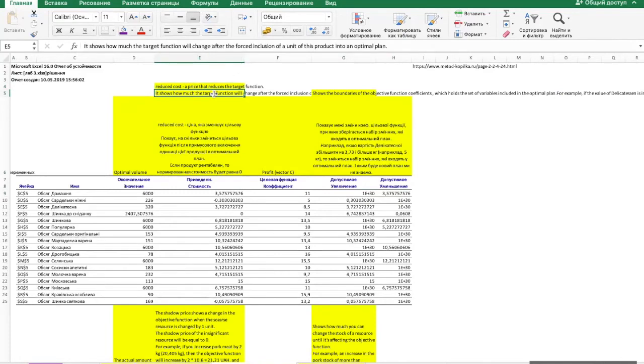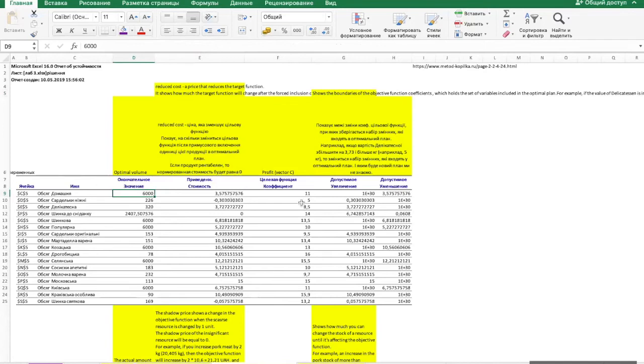And what does it mean? It shows how much the target function will change after the forced inclusion of units of this product into the optimal plan. So if we decide to increase, for example, a unit of some of these optimal quantities, this kind of value will show us how our target function will change.